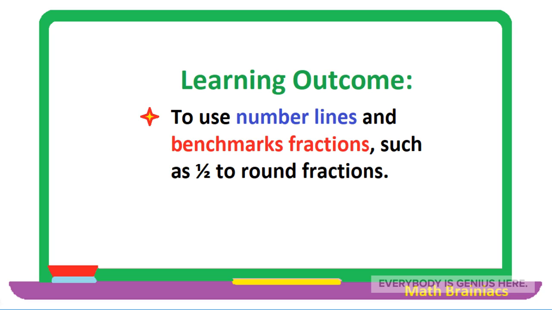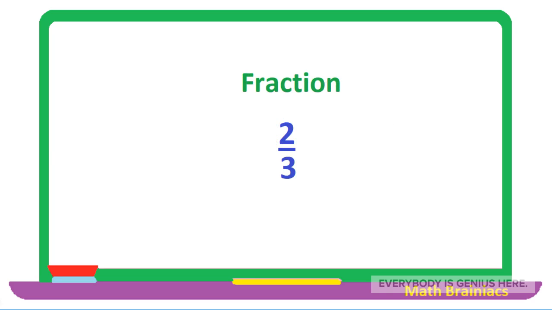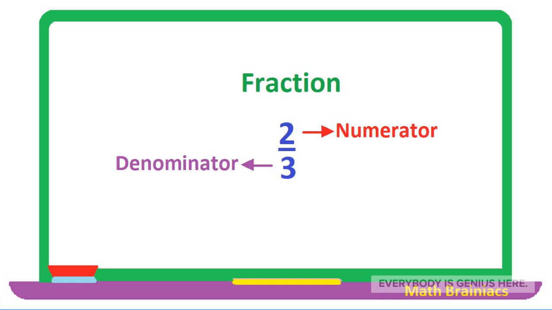We are going to learn today how to use number lines and benchmark fractions such as 1/2 to round fractions. A fraction represents the portion of the whole thing, like in this example, 2/3. Number 2, which is on top of the bar, is called the numerator. It is the number of equal parts taken. While number 3 below the bar is called the denominator.